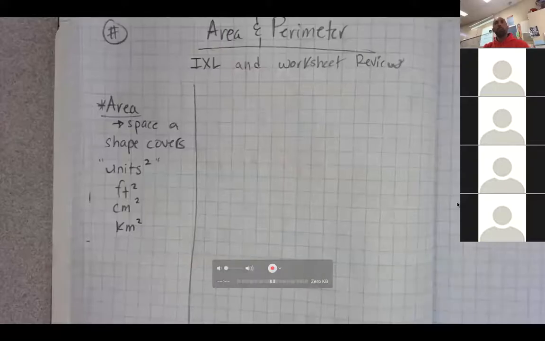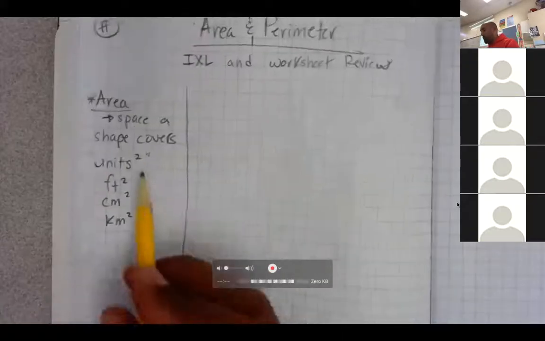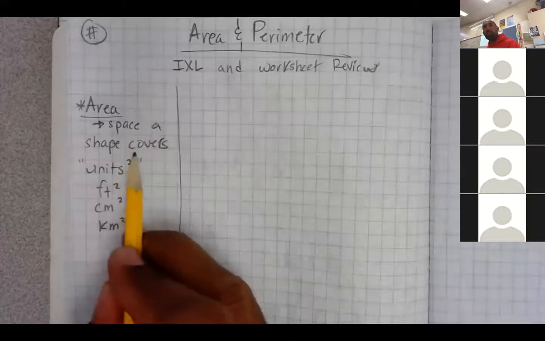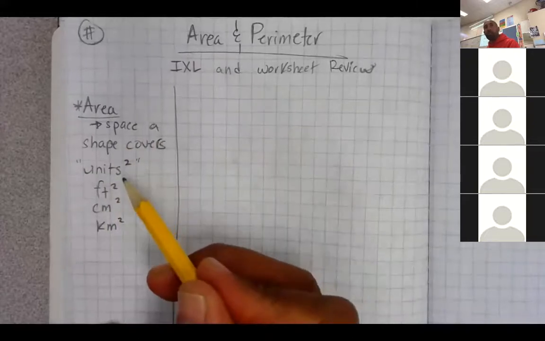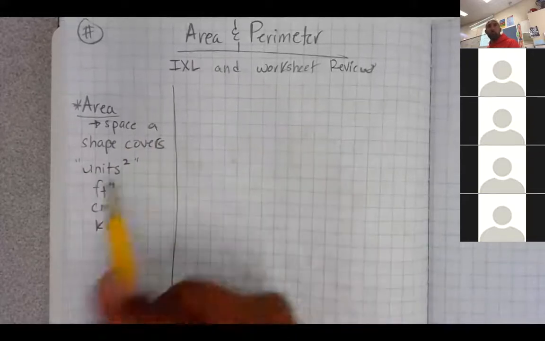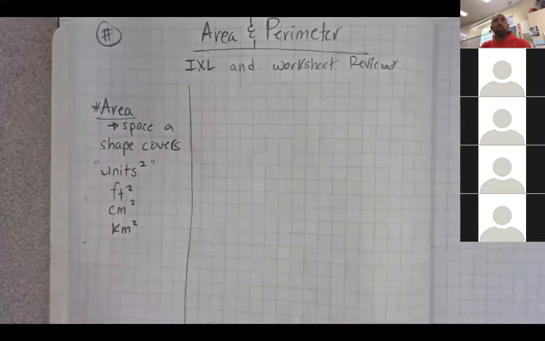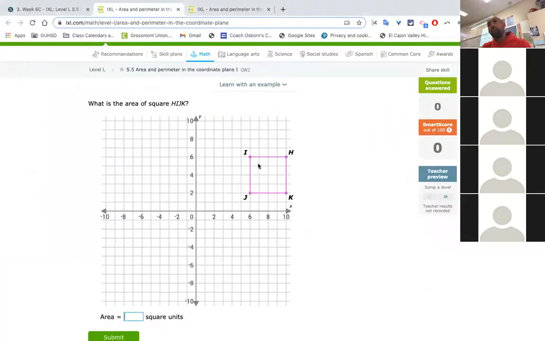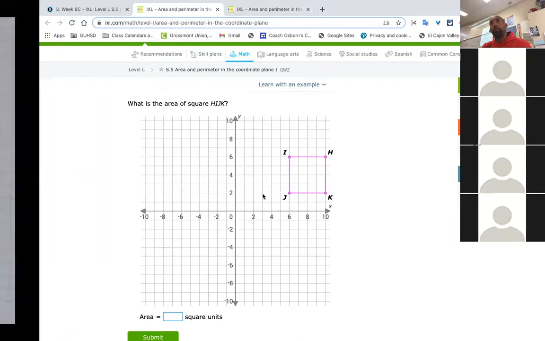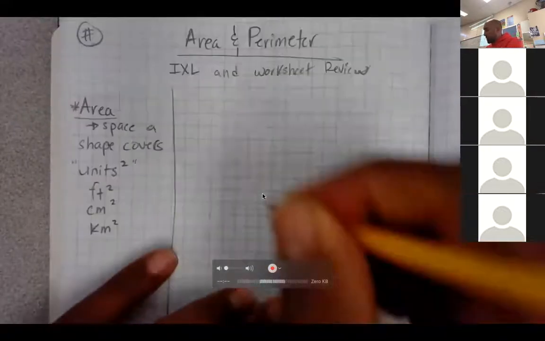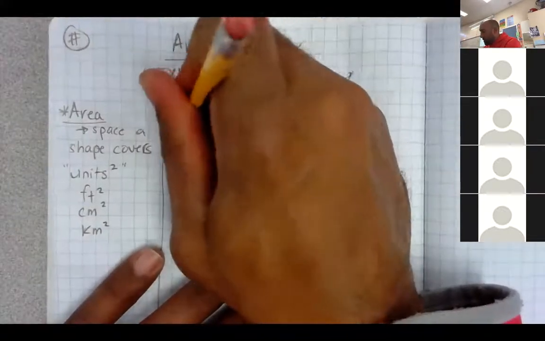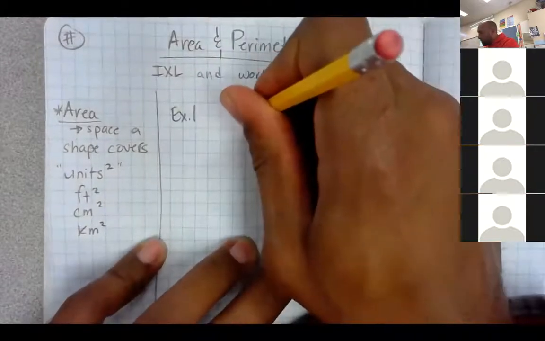Recording this. So again, we're talking about area, the space a shape covers, and these are the different ways you would write that out. All right, so now we're looking at this shape here, and all I really want to know is the length of each side, okay? Because for area, we're just going to go ahead and write that shape in here.